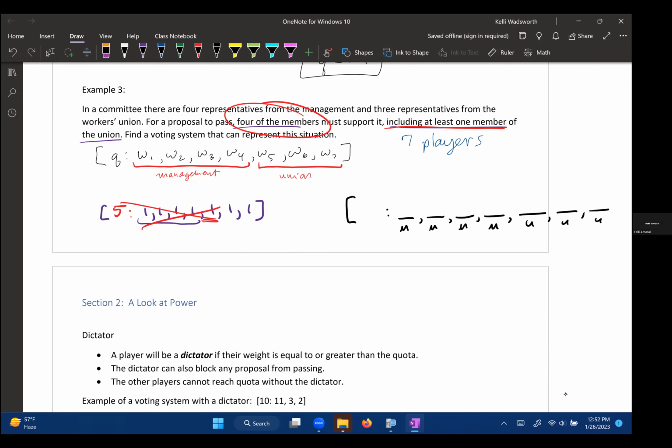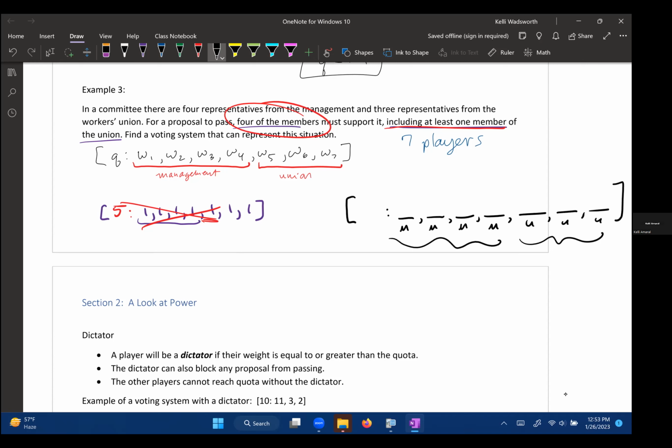What will work here is if the management as a group and the union as a group have the same weight. So that is one consideration. If you give them each the same weight, then you could say all of the management together has the same number of votes as all of the union together. And then just make the quota more than that, right? You would have to anyway, because that would be half and half if they each had the same.